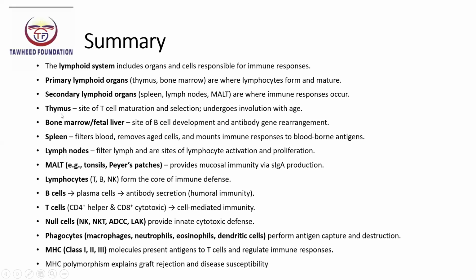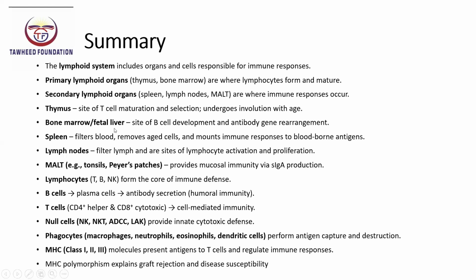Fourth is thymus. Thymus is a bilobed organ located in the upper chest. It serves as the maturation site for T cells where they learn to distinguish self from non-self. After puberty, the thymus gradually shrinks, a process known as thymic involution, but still retains some immune activity throughout life.